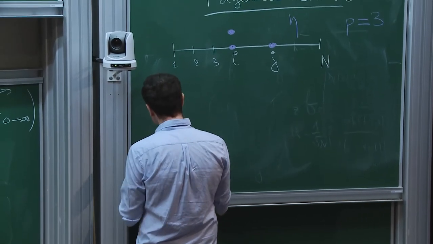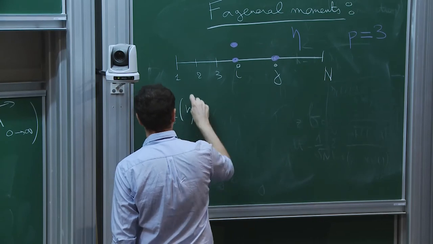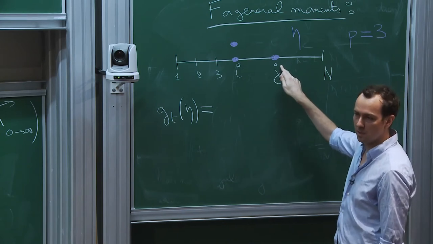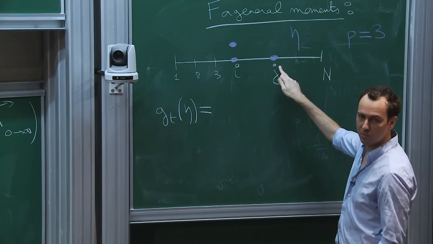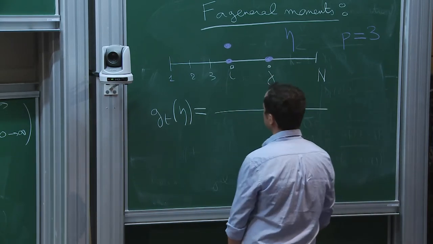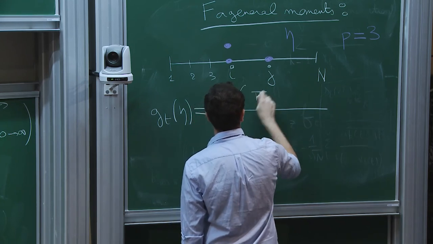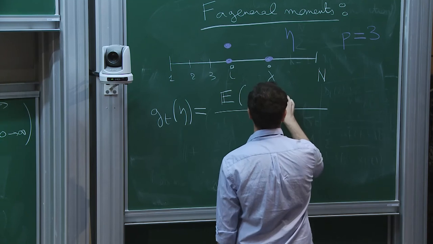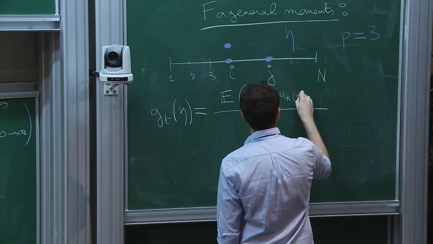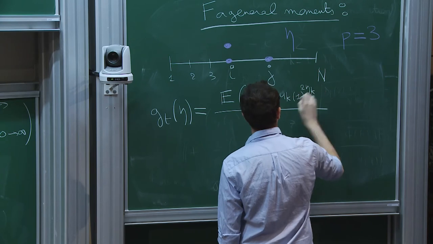And to this eta, I associate an observable, g_t of eta, which will be the expectation of a mixed moment depending on the position, normalized by the corresponding Gaussian moments. So you take g_t of eta to be the expectation of the product over all k of u_k to the power 2 eta_k.